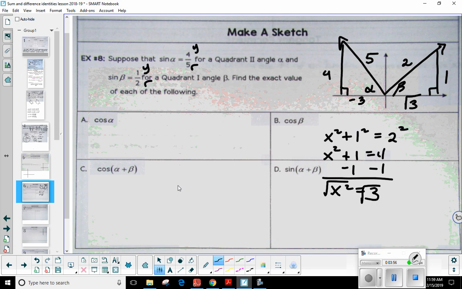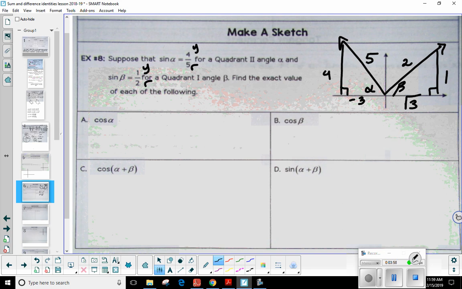So A says, okay, I want cosine of alpha. Now remember, cosine is always x over r. So the variable is going to tell you which triangle you want to look at. So this triangle, because alpha, so what's the x over the r? Negative 3 over 5. Okay, that one's done. Now, I want cosine of beta. Okay. Well, now I want to make sure I'm in the other triangle because we have beta. So what would the x over r be in that triangle? Square root of 3 over 2. There we go.